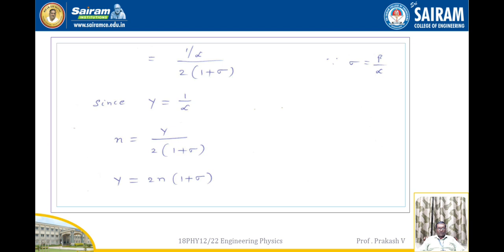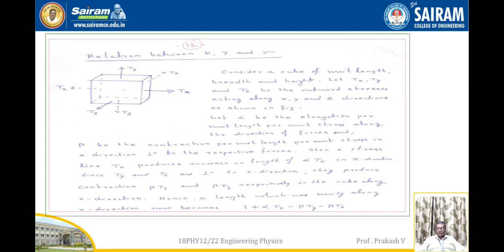Now let us discuss the relation between K, Y and sigma. So consider a cube of unit length, breadth and height. Let Tx, Ty and Tz be the outward stresses acting along x, y and z directions as shown in the figure. Let alpha be the elongation per unit length per unit stress along the direction of forces, and beta be the contraction per unit length per unit stress in a direction perpendicular to the respective forces.